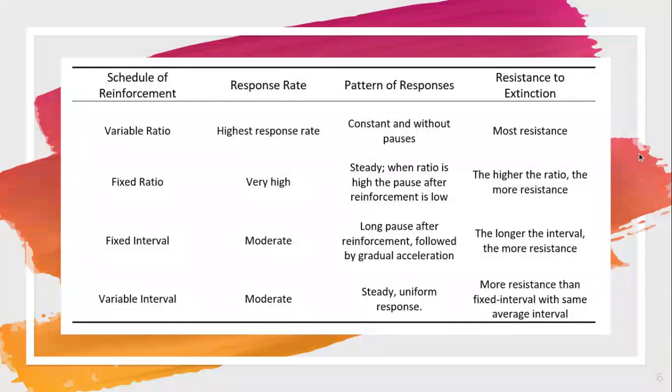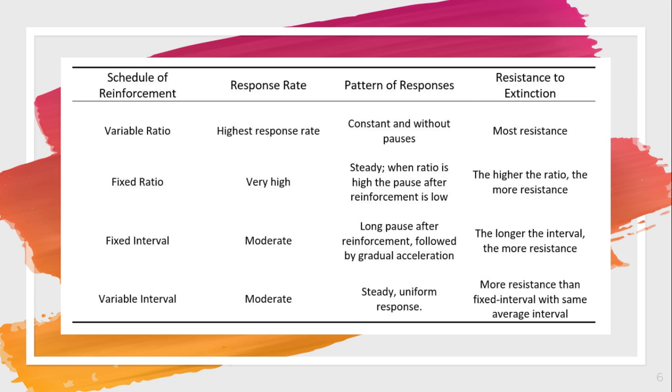And this is a chart I found that explains the different strengths of each schedule of reinforcement. As we can see, a variable ratio schedule of reinforcement has a high response rate, and this has the most resistance to extinction. This is because if the subject does not know exactly how many responses they have to engage in to get reinforcement, they're always going to assume that they could get reinforcement, and it's going to be a lot harder for that behavior to become extinct.